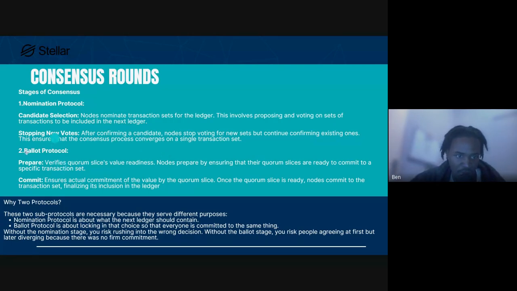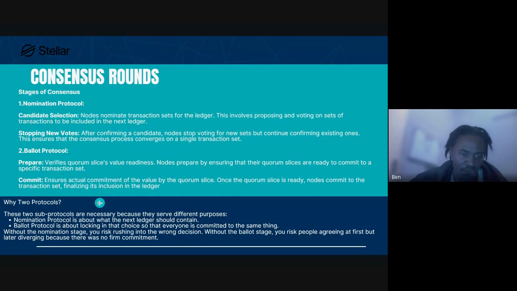And then there's also the ballot protocol. This verifies quorum slices' value readiness. Nodes prepare by ensuring that their quorum slices are ready to commit to the specific transaction set. And then commit. This ensures the actual commitment of the value by the quorum slice. Once the quorum slice is ready, the node commits to the transaction set, finalizing its inclusion in the ledger.